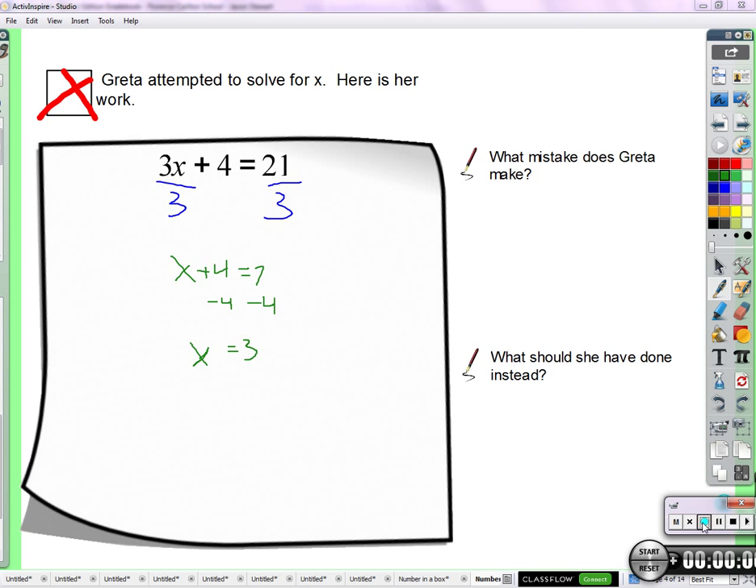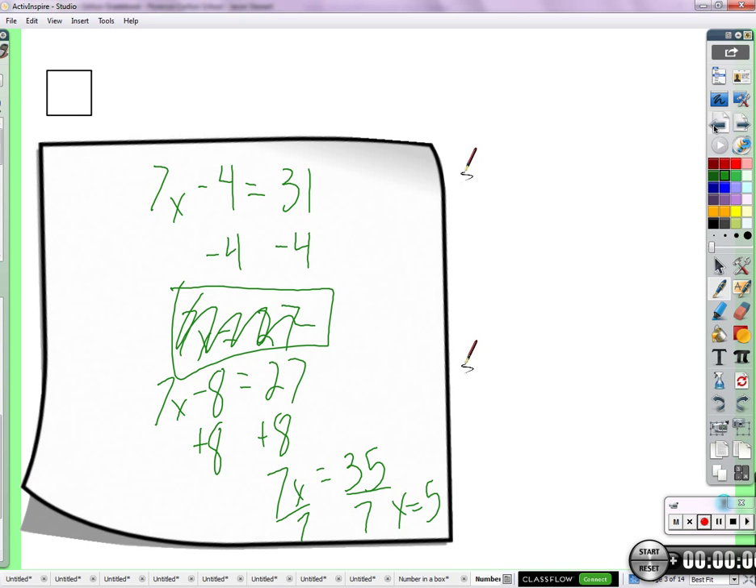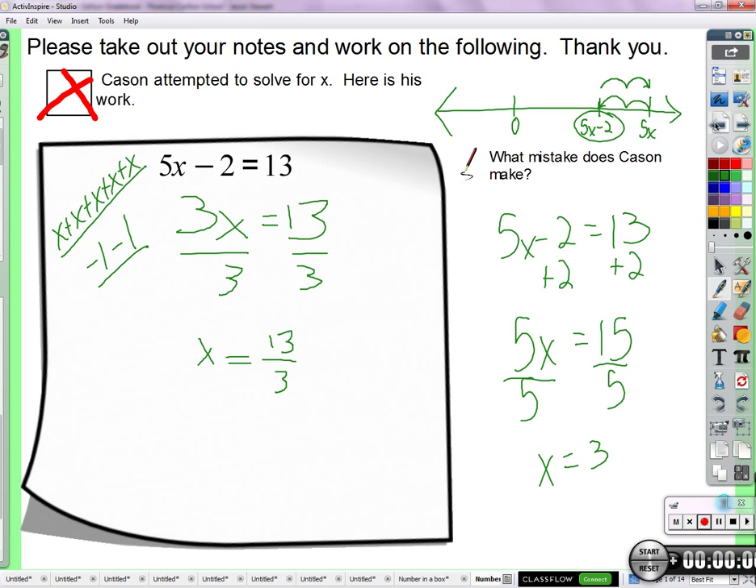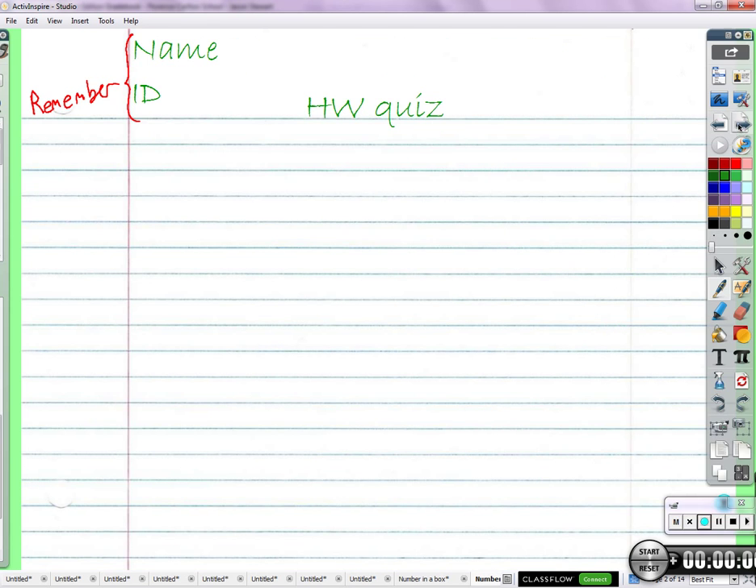In fact, we divide x terms by numbers all the time. We just did it a second ago. 7x divided by 7, 5x divided by 5. Well, 3x divided by 3, 5x divided by 5. You know, we divide x terms by numbers all the time.